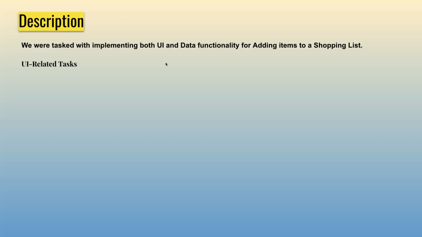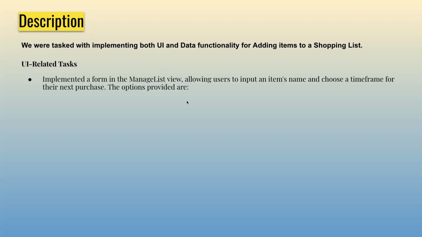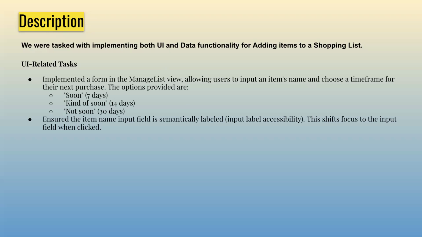So we were tasked with implementing both UI and data functionality for adding items to a shopping list. The UI related tasks were implementing a form in the manage list view, allowing users to input an item's name and choose a time frame for the next purchase, whether it was soon, which is 7 days, kind of soon, 14 days, or even not soon, 30 days.